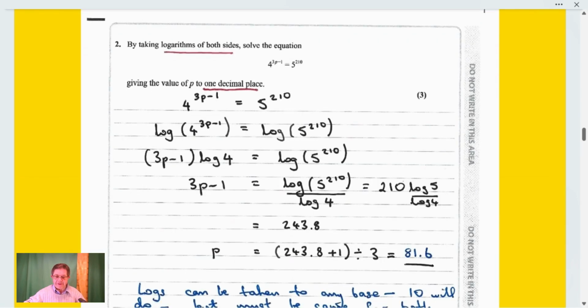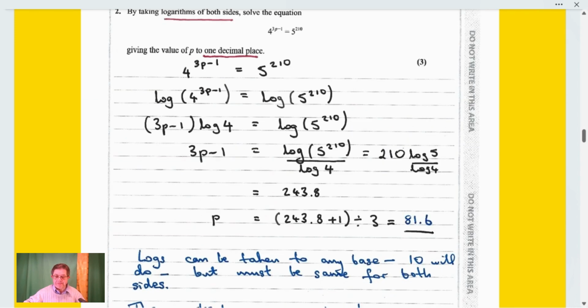Question 2 in this paper is on logarithms. By taking logarithms of both sides, solve the equation 4 to the 3p minus 1 equals 5 to the 210, giving the value of p to 1 decimal place.